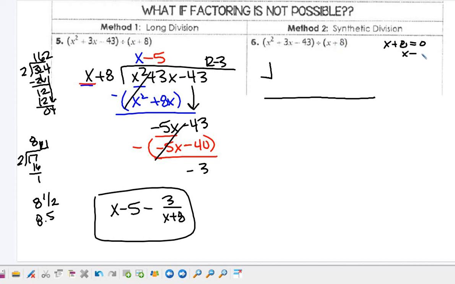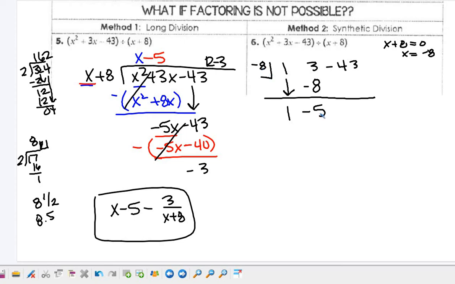My 0 is negative 8. So my 0 goes here. And then the coefficients of my dividend, which is what I'm dividing, go here. So 1, 3, and negative 43. The first thing we always do with synthetic division is drop the first term. Then we multiply. Negative 8 times 1 is negative 8. And then we add. 3 plus a negative 8 is negative 5.